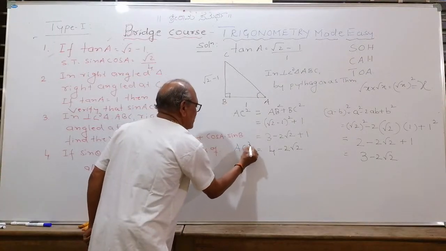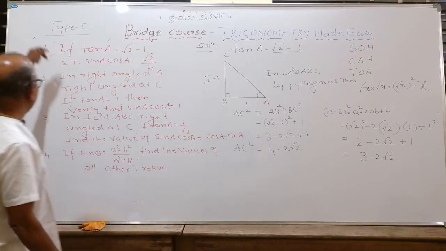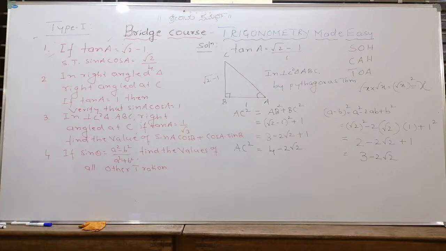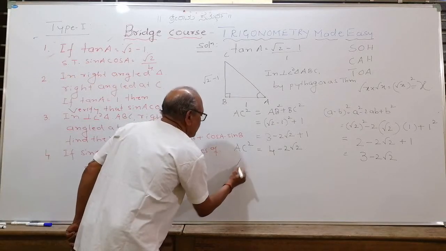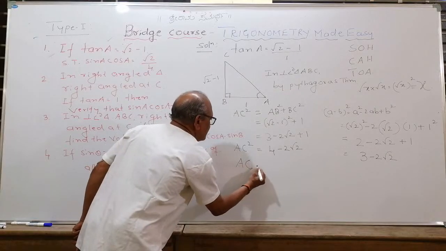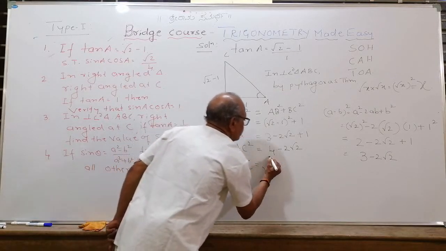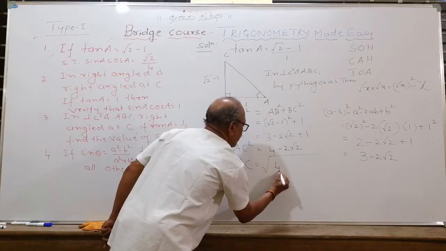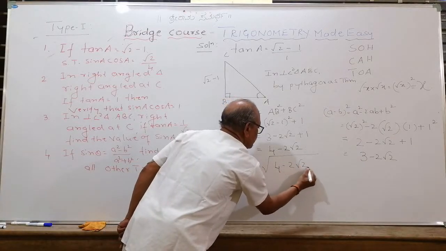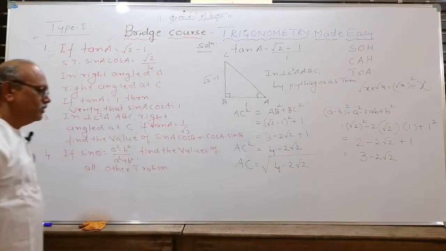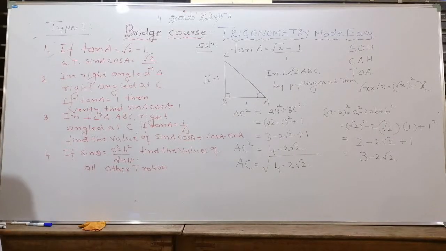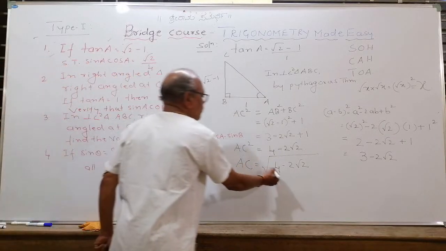Yes, AC square is equal to this. Intentionally I have given only 4 problems for you, so as to check your ability to solve. You have to attempt such questions. Then AC will be equal to root of 4 minus 2 root 2. You have to find out the square root of 4 minus 2 root 2.